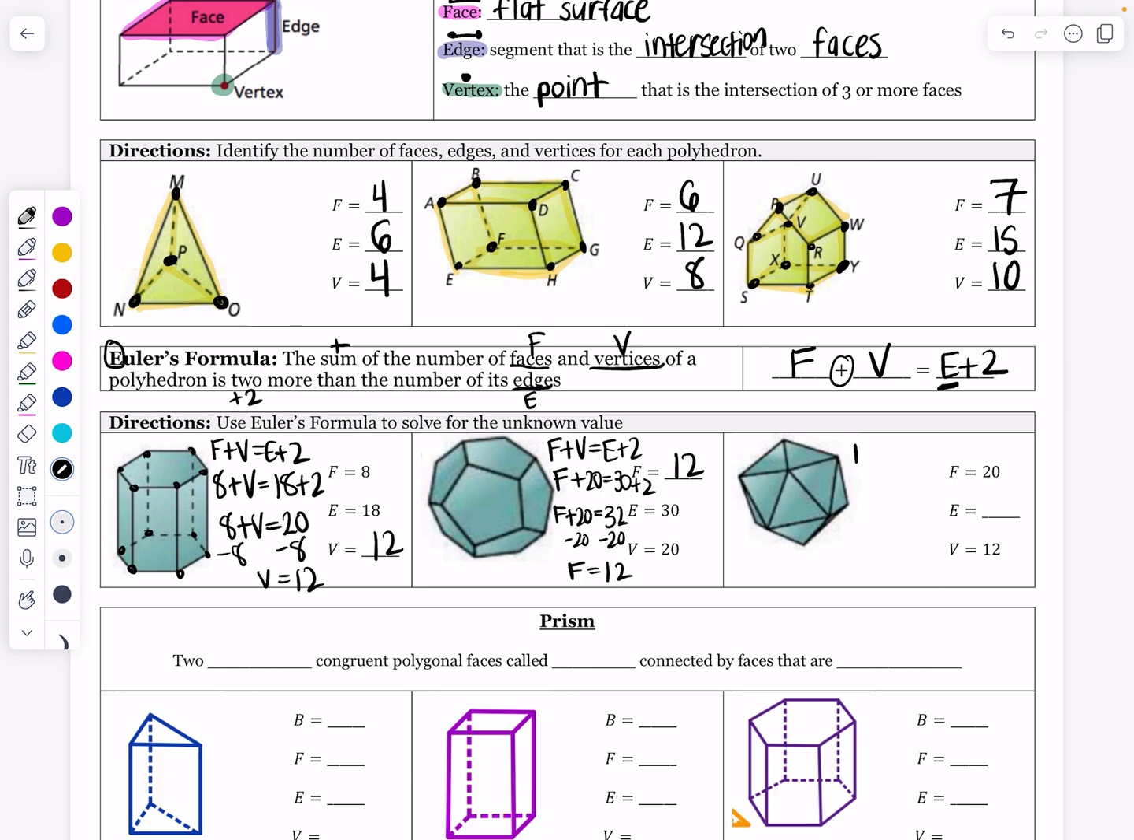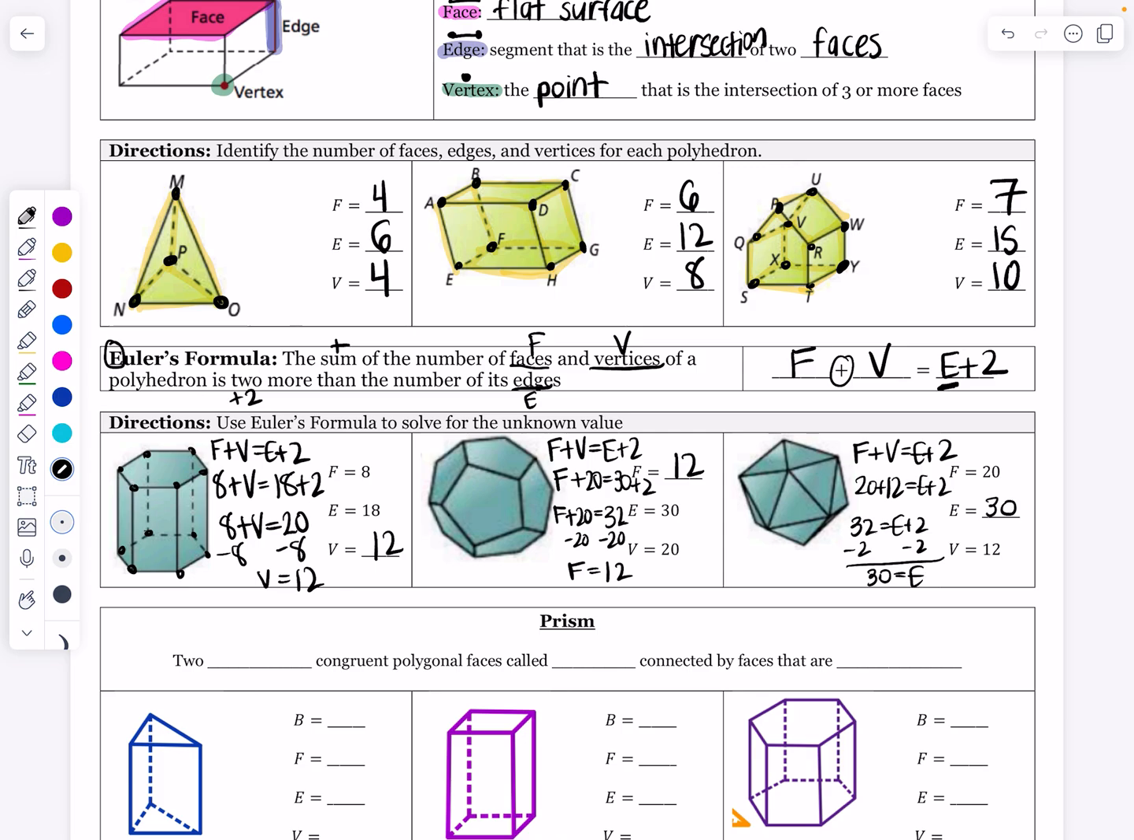In our next shape, it looks like our faces are all made up of triangles, but we can't see the back of the shape. But we can use his formula, F plus V, so 20 plus 12 equals the number of edges plus 2. So 20 plus 12 is 32. That equals E plus 2. So how do I get the number of edges by itself? You subtract 2 from both sides, and you get the number of edges on this shape, even though we can't see them all, is going to be 30.